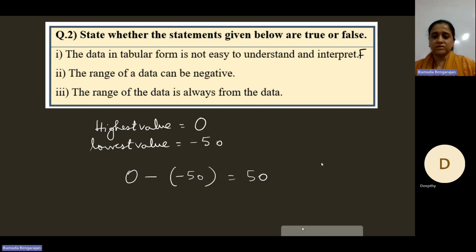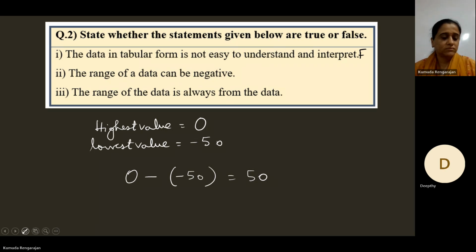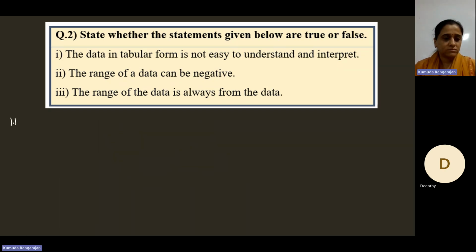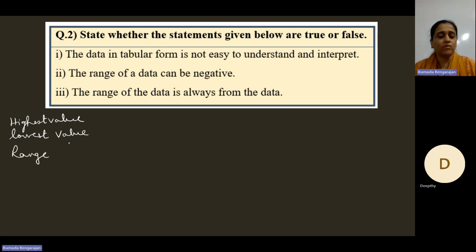Okay, see here. Tell me your values. We'll just make a table: highest value, lowest value, and range. I took the highest value, which is 0, and the lowest value is minus 50. Then what's the range? 0 minus 50. Highest value minus lowest value, which is 50.